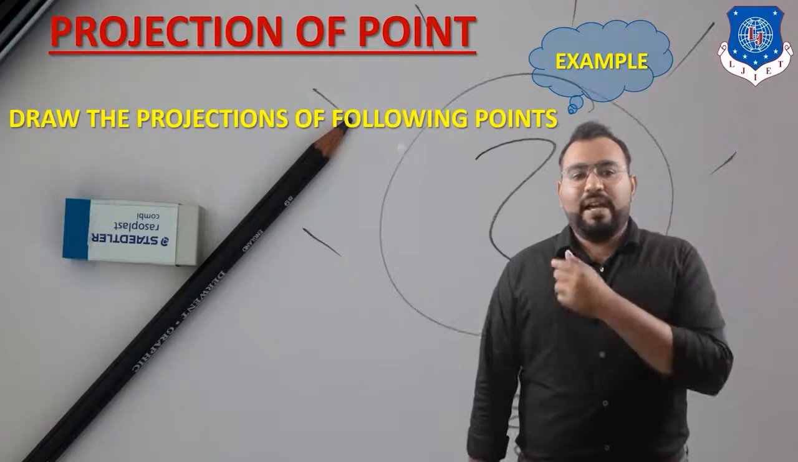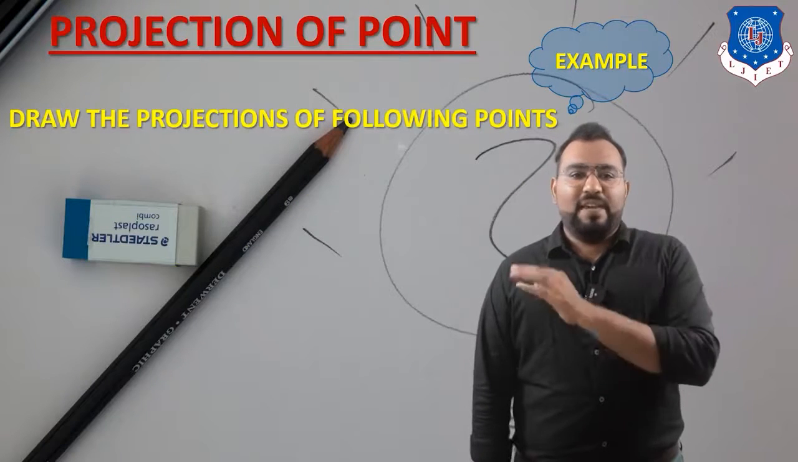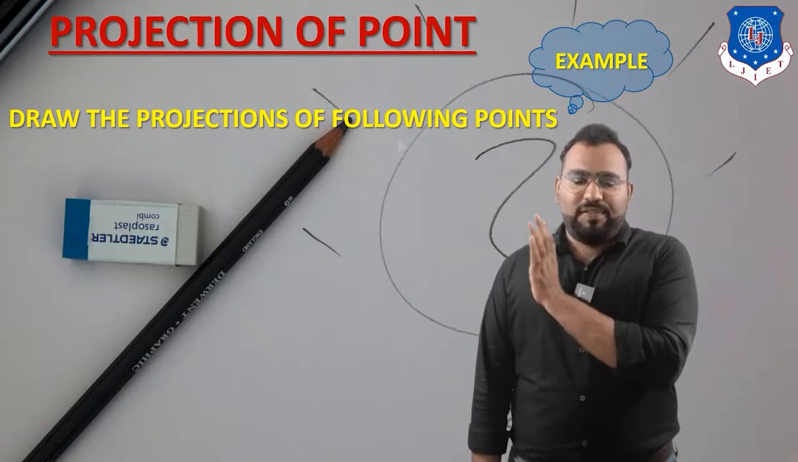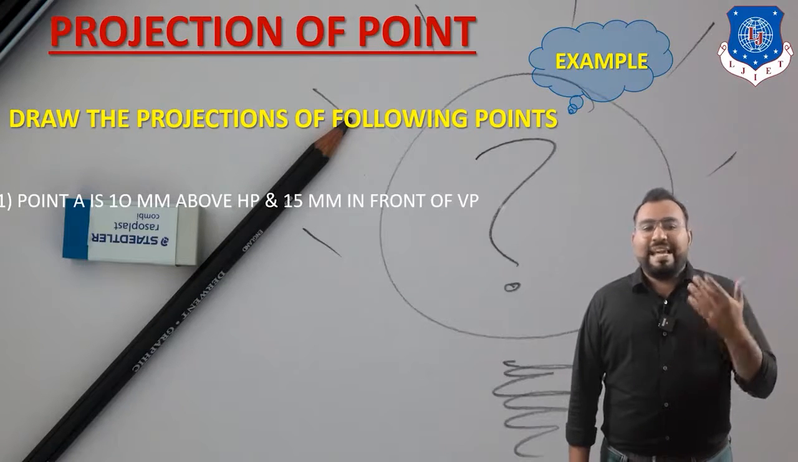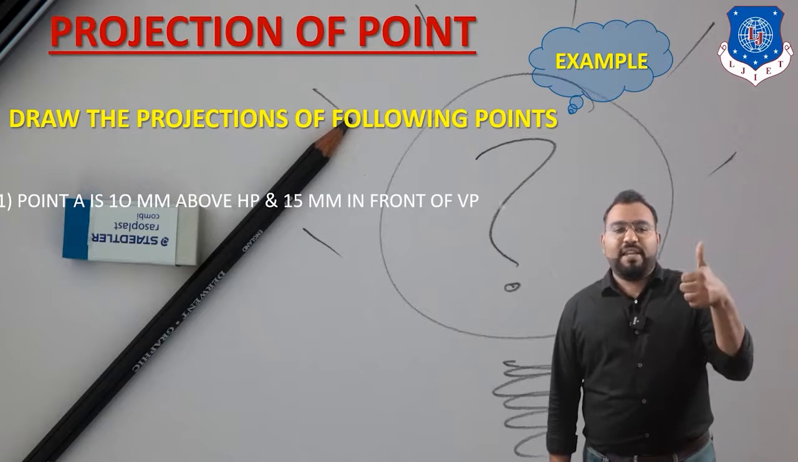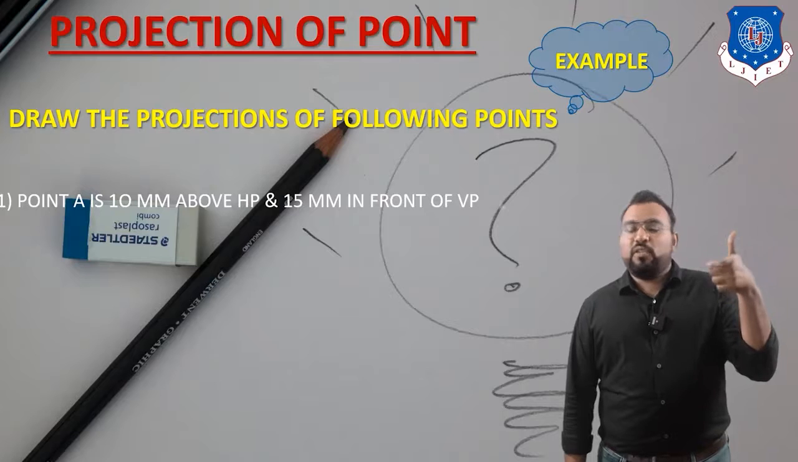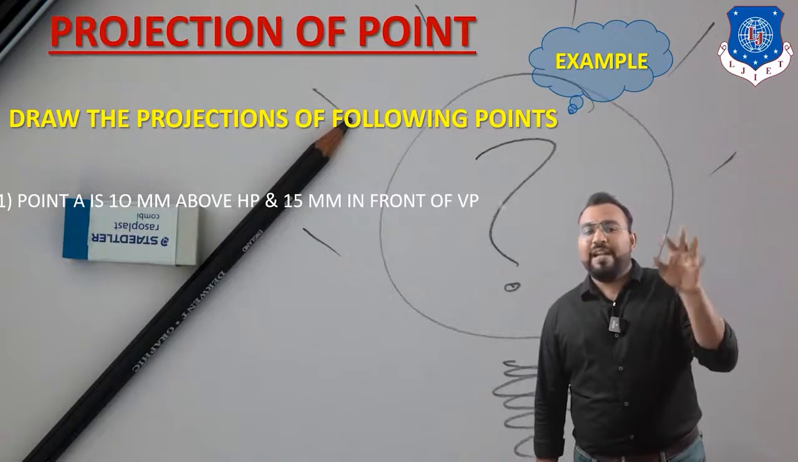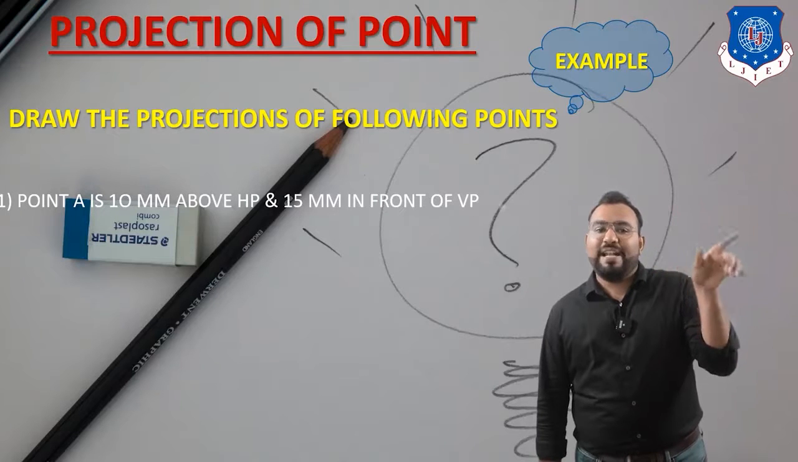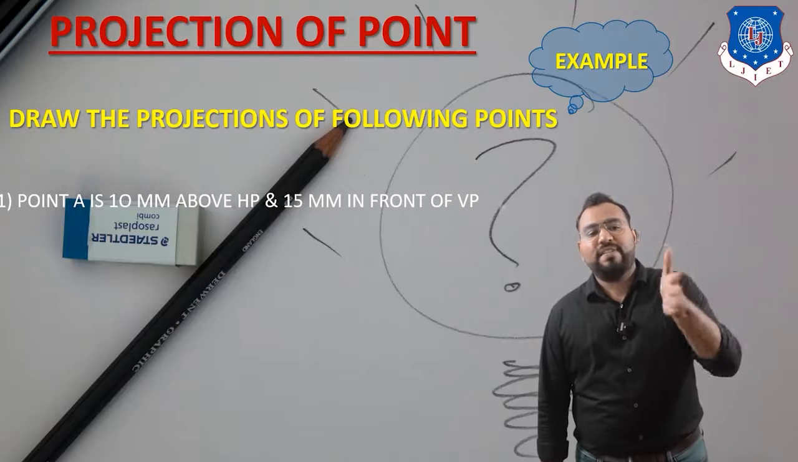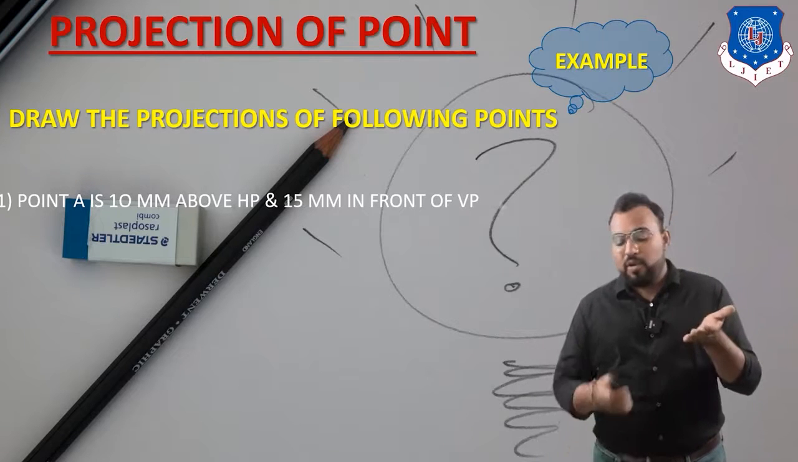So now here, the example is given. Draw the projection of following points. A point A is 10 mm above HP and 15 mm in front of VP. So first, he's talking about the point A, so we have to draw the projection of point A, which is 10 mm above HP and 15 mm in front of VP.